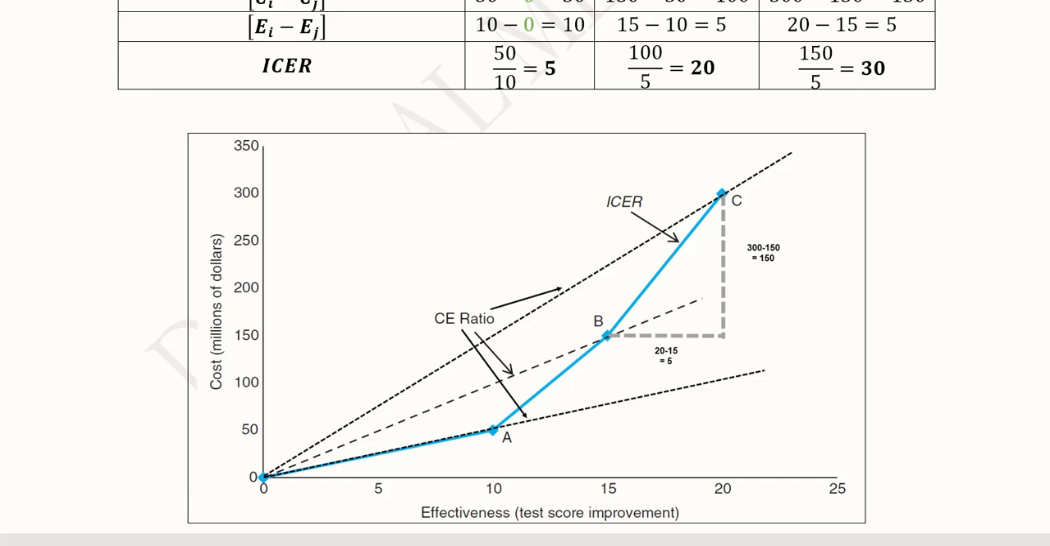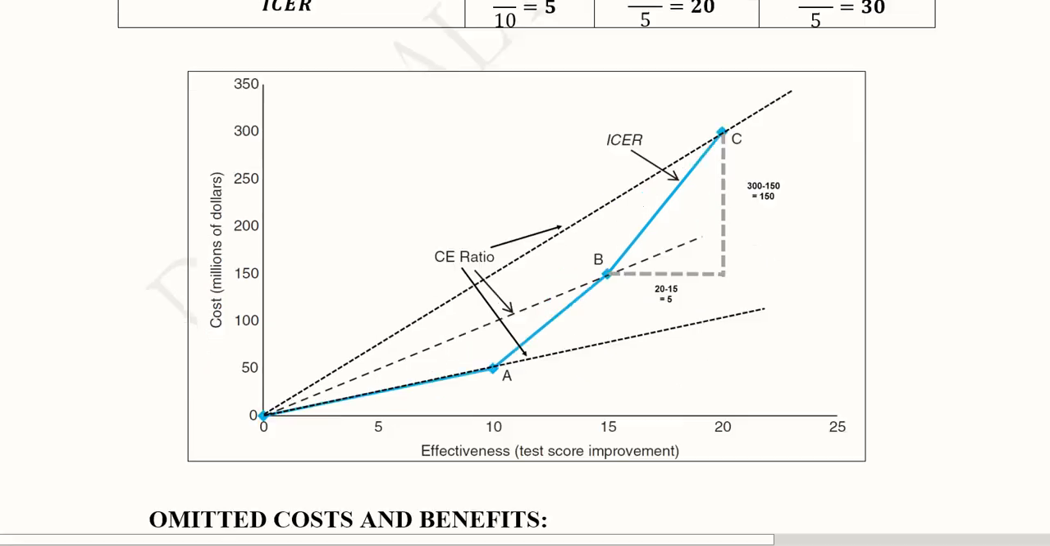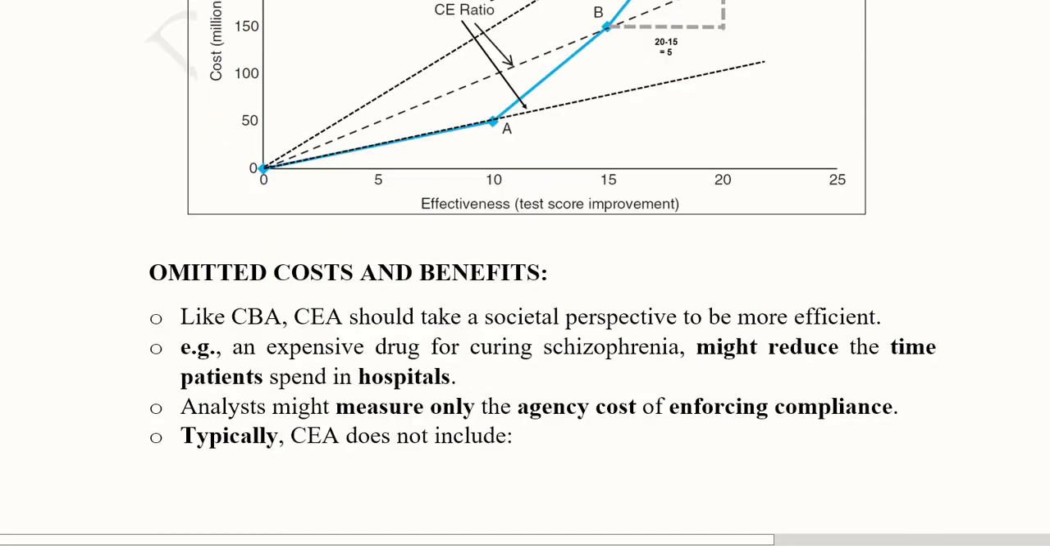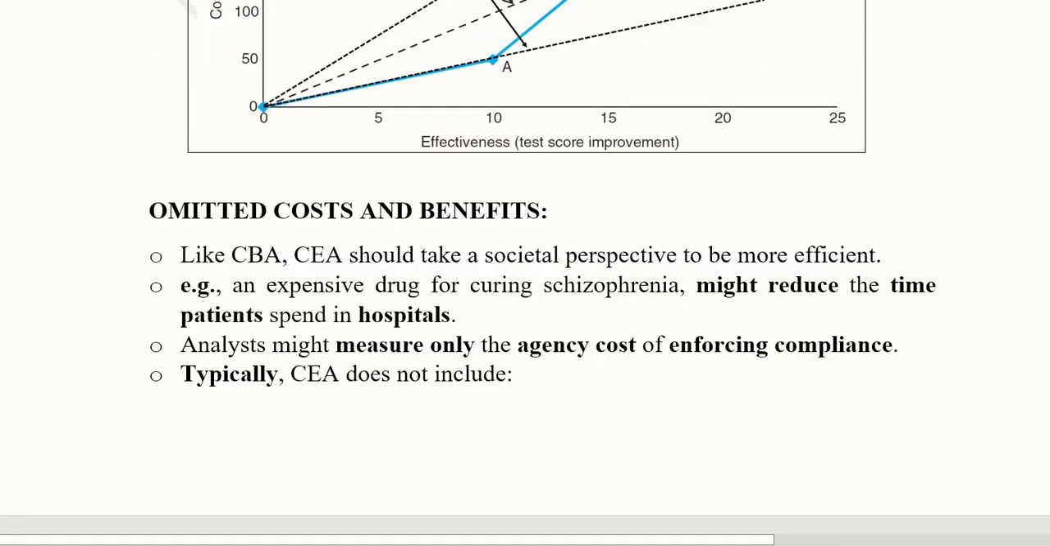So this is the rise, and the run is from 0 to 10, that is 10. So it will be 5. So you can make this triangle between A and B as well and find the incremental cost effectiveness ratio for project B. Now this method can have some limitations, and let's talk about those limitations.